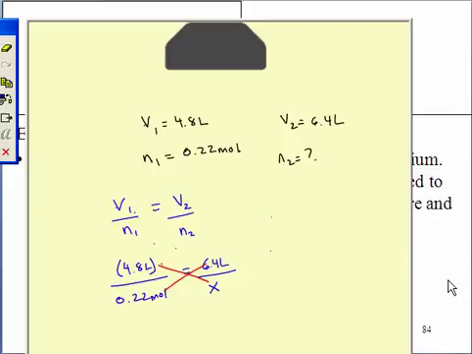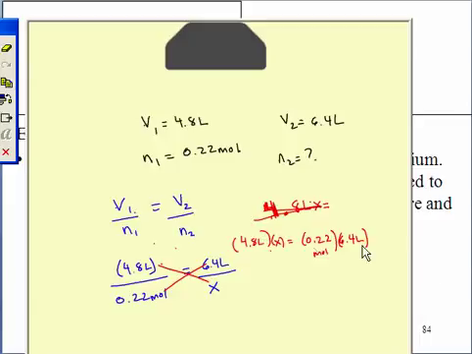So I have 4, let me write it up here. I have 4. Don't want that little dot there to be confusing. I don't know if this is helping or not. 4.8 liters times X is equal to, this is too messy. Let me cross that out. Okay, 4.8 liters, now I'll put in parentheses, times X is equal to 0.22 moles times 6.4 liters.